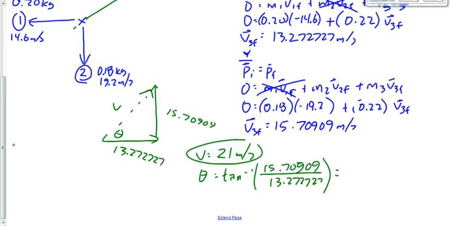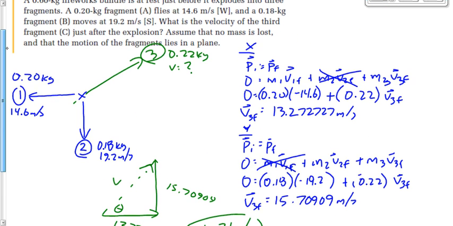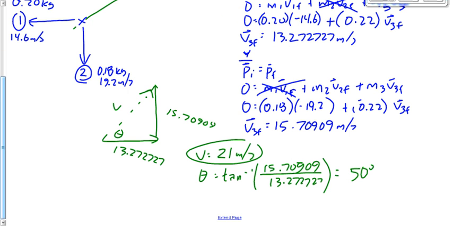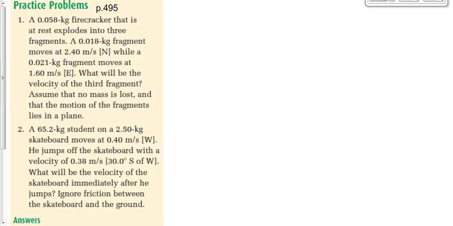And on this side of the room, theta was, who's got it? Okay, you got it? 49.8. Yes. We're going to round that to 50 degrees. And our frame of reference was north, south, east, west. So this would be 50 degrees north of east. Let's have a peek at these two questions at your desks, please.